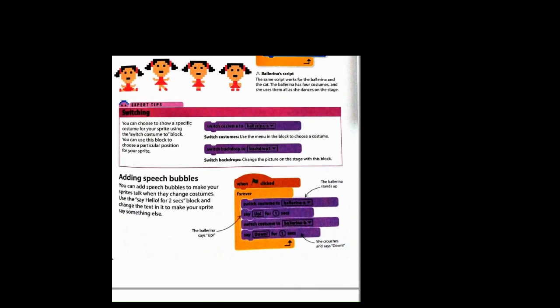The green flag starts the ballerina's dance. Ballerina's script. The same script works for the ballerina and the cat. The ballerina has four costumes and she uses them all as she dances on the stage.